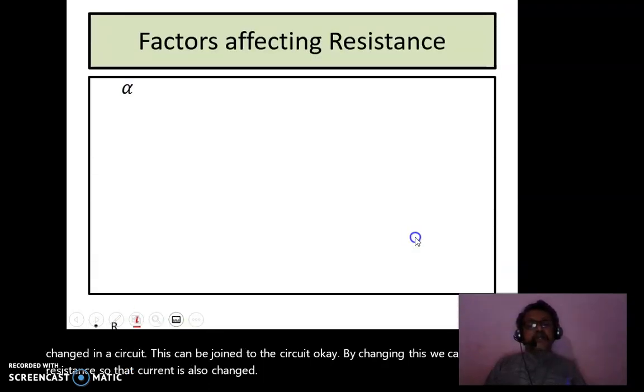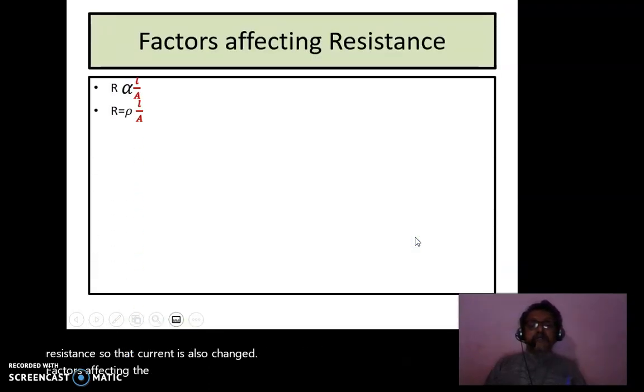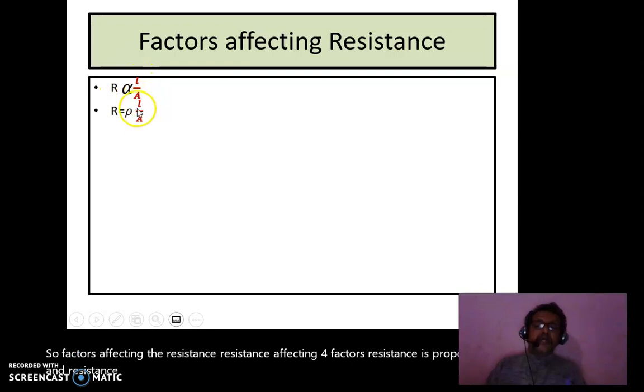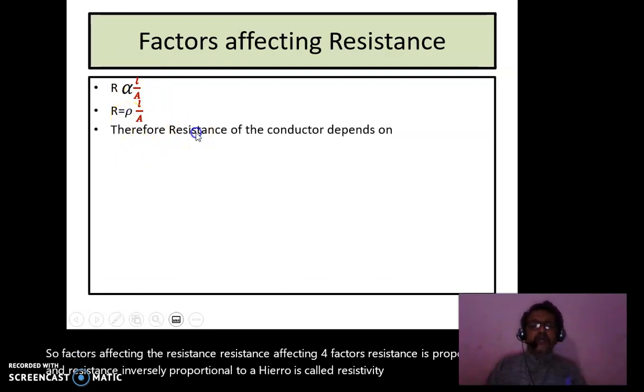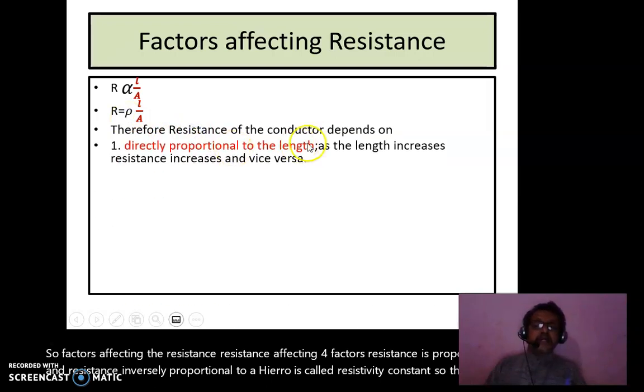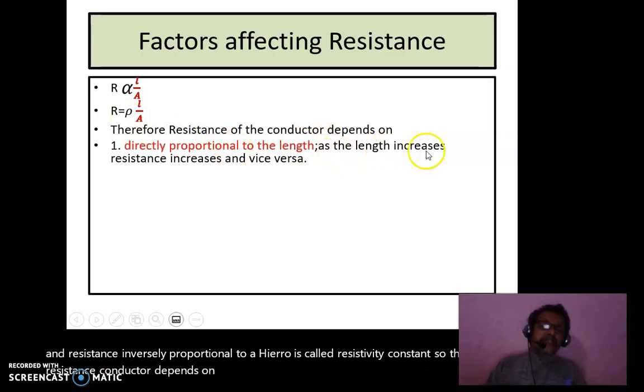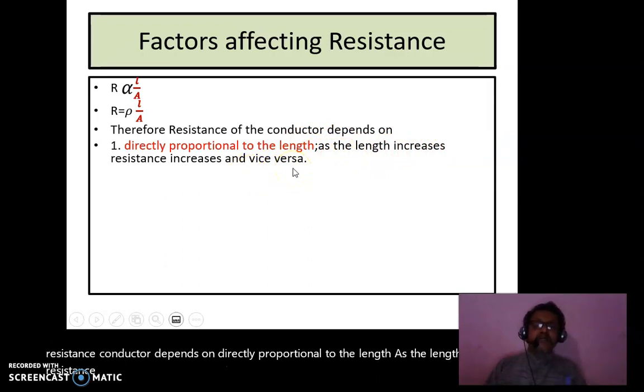So, factors affecting the resistance. Resistance is affected by 4 factors. Resistance is proportional to L and inversely proportional to A. Here rho is called the resistivity constant. So the resistance of a conductor is directly proportional to the length. As the length increases, the resistance increases and vice versa.